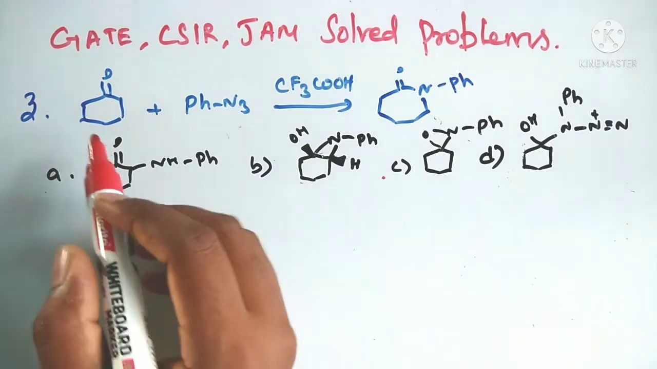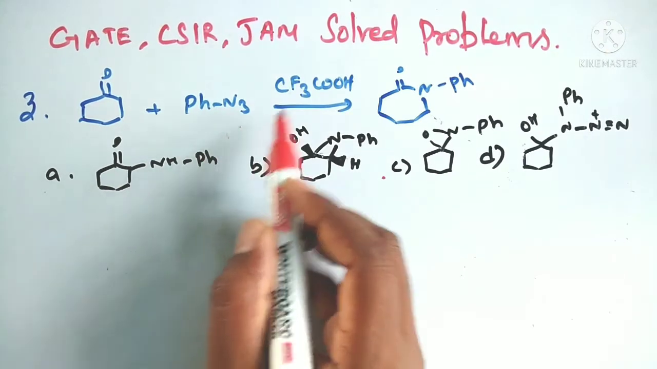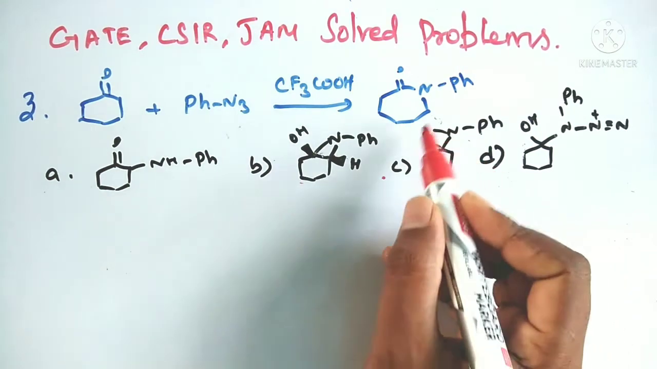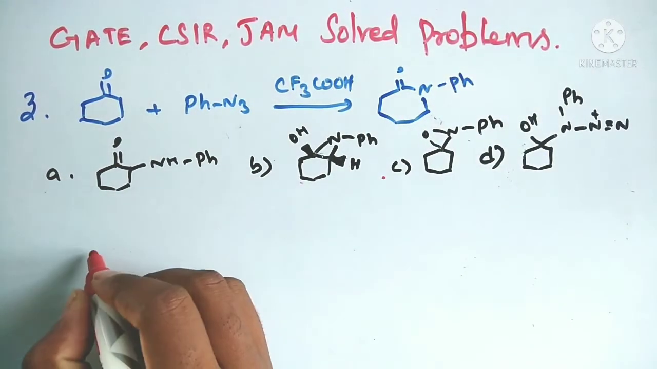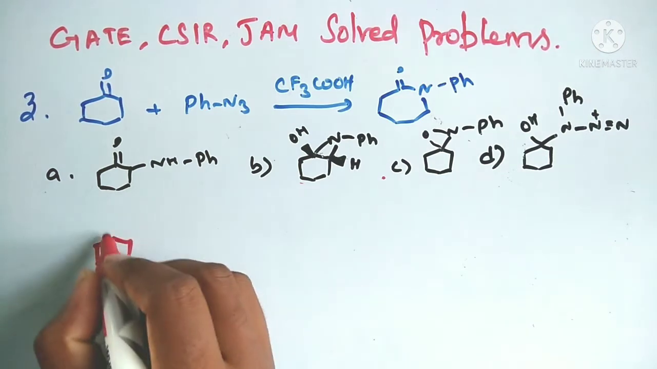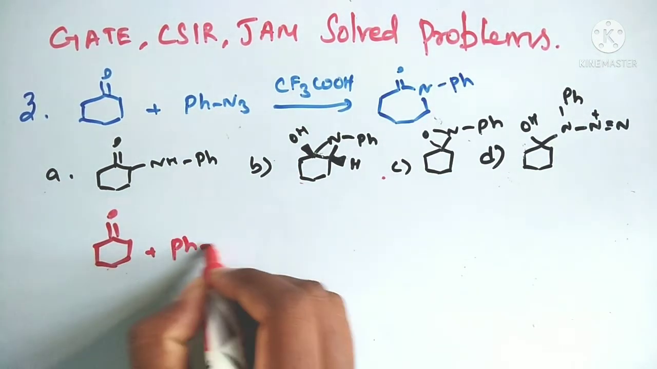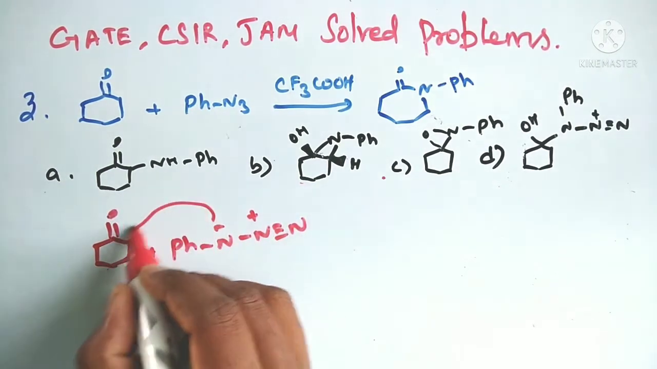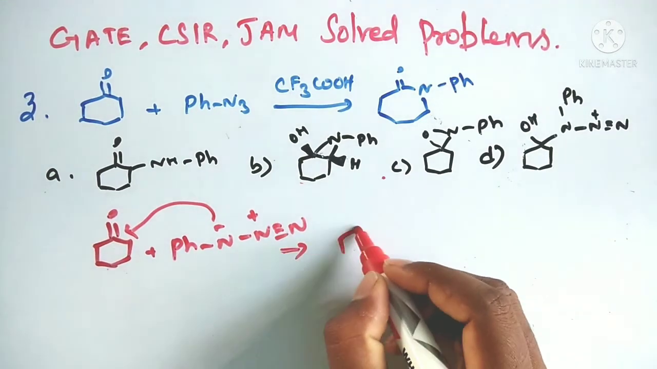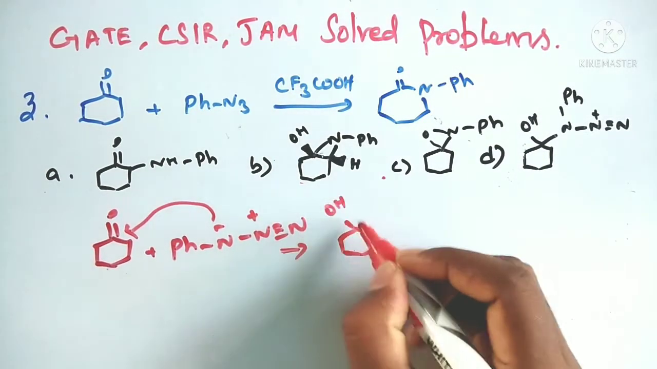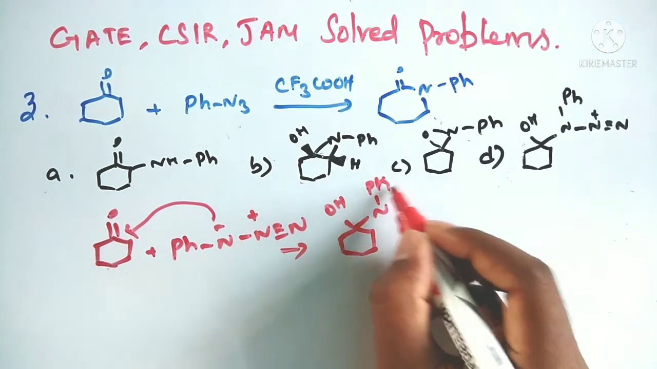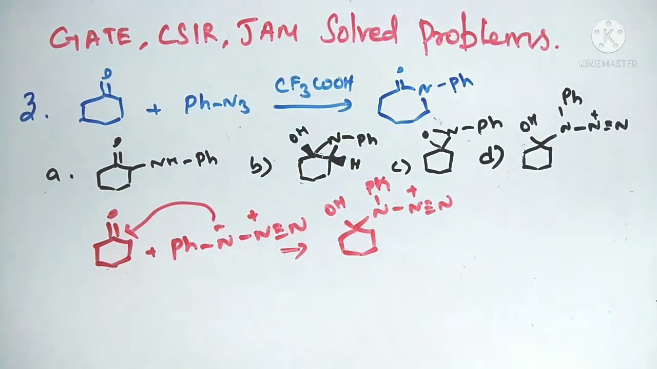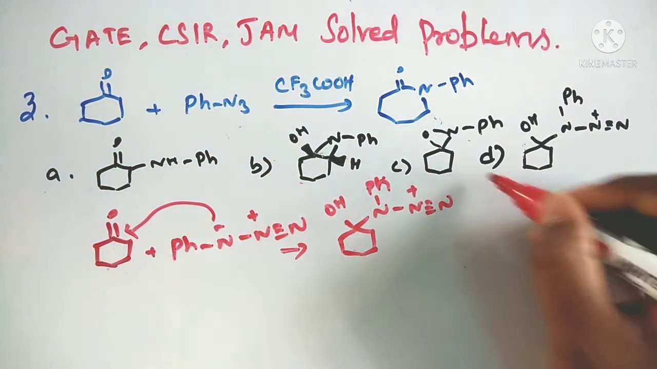The next question is cyclic ketone, phenyl azide, presence of acid. It's a Schmidt rearrangement. So what is the intermediate for this product formation? So we can write a mechanism: C double bond O plus phenyl bond N minus bond N triple bond N plus. So the minus attacks the ketone position. Then what we will get is OH N phenyl bond N triple bond N plus. So this is the intermediate. Where is your answer? Answer is D.